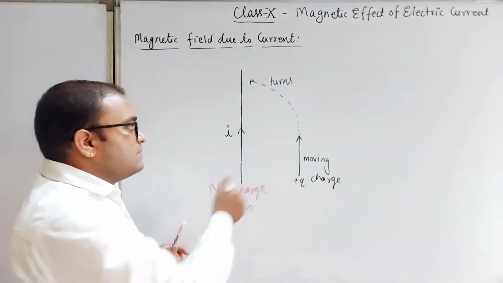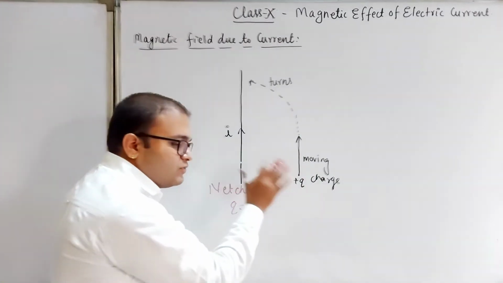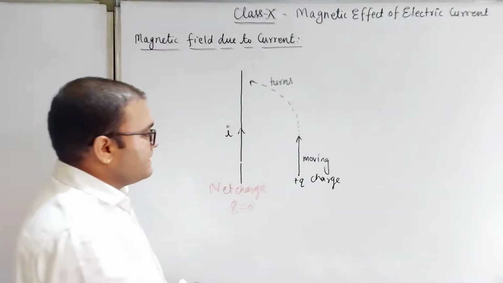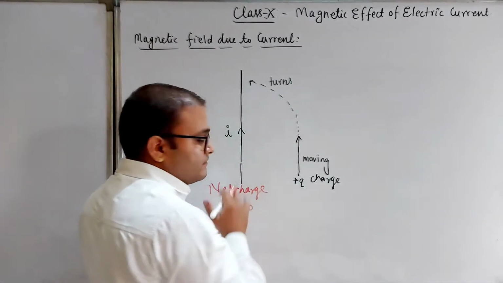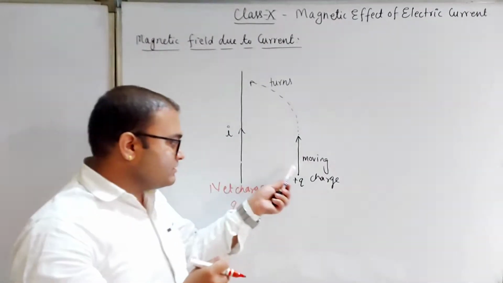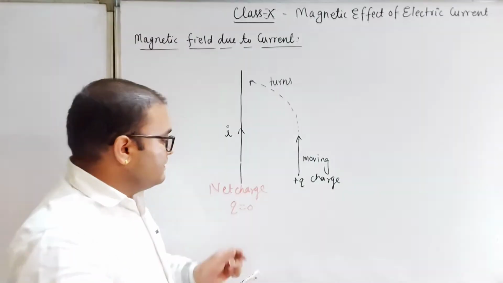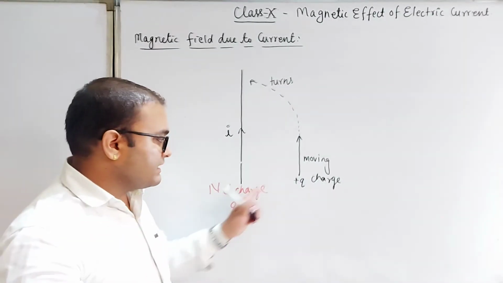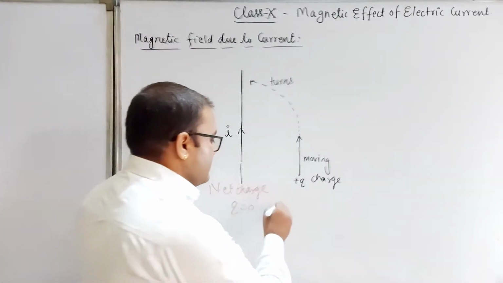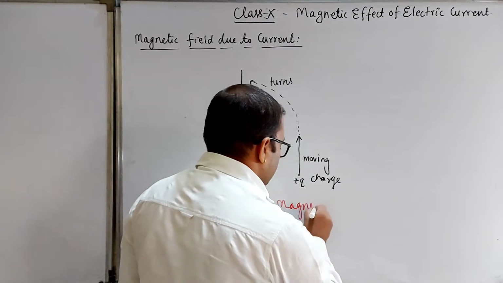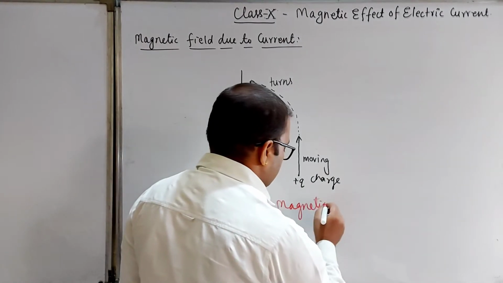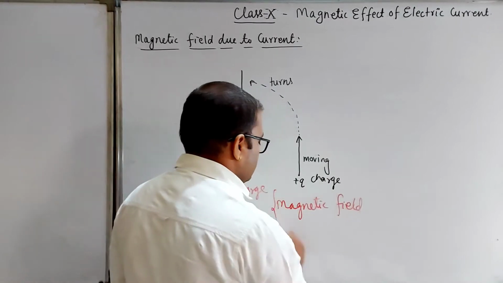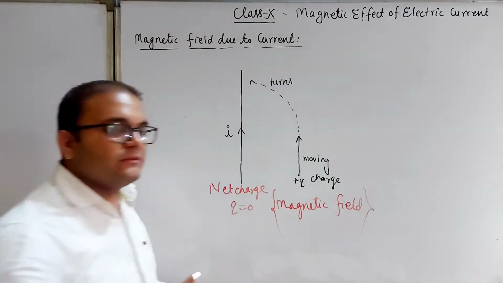Some force is there, but the force is not due to an electric field because the net charge is 0. So we can say the force is a non-contact force, and it will be due to some other type of field, because the electric field is not responsible for it. And we have to introduce the magnetic field here. So that field is the magnetic field.